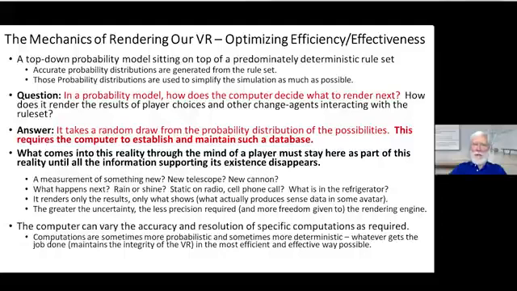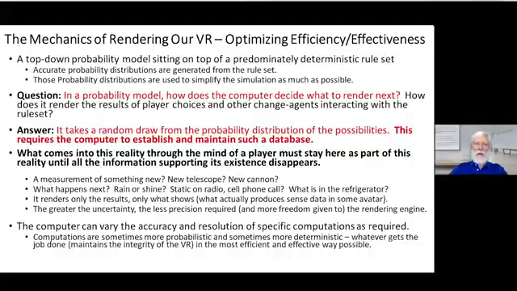A top-down probability model says you don't do all that. You don't start at the bottom, okay? It's a top-down probability model sitting on top of a predominantly deterministic rule set. So the rule set is mostly deterministic rules: physics, biology, chemistry, the rules of our reality, predominantly deterministic, but it also has randomness in it. When a radioactive element decays, the direction that it flings off a particle is random. There's natural randomness in this reality. So that's why I say predominantly deterministic, because some processes are naturally random processes.